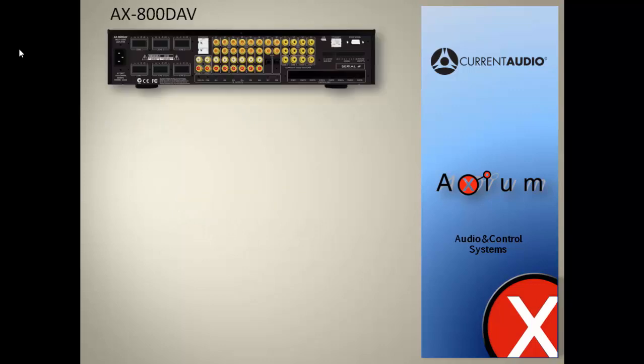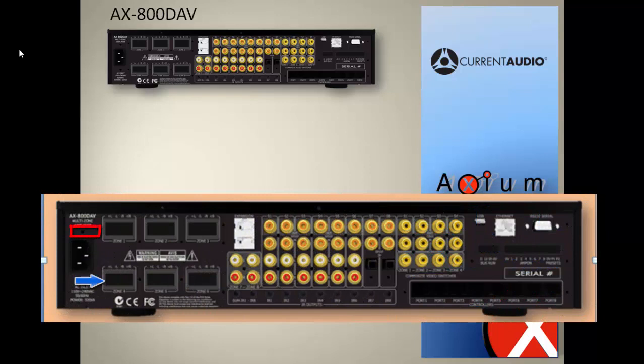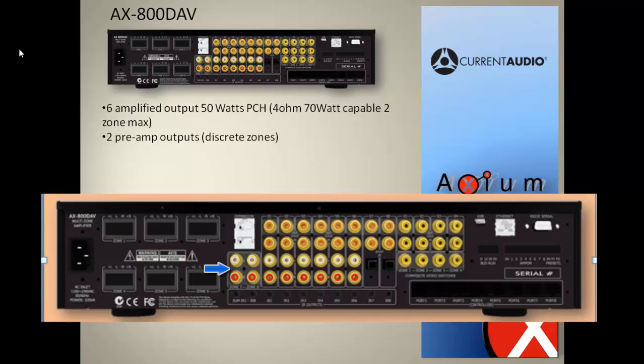First thing is our AX800 ADV amplifier. It has 6 amplified outputs at 50 watts per channel, or 70 watts per channel at 4 ohms. It has 2 preamp outputs for those additional outside zones or zone 2. It has 11 source inputs. The first 6 inputs are analog and digital. Inputs 7 and 8 are digital, coaxial, or optical only. It does have 1 media input in the front of the unit, done with a USB, and 2 wave audio inputs.